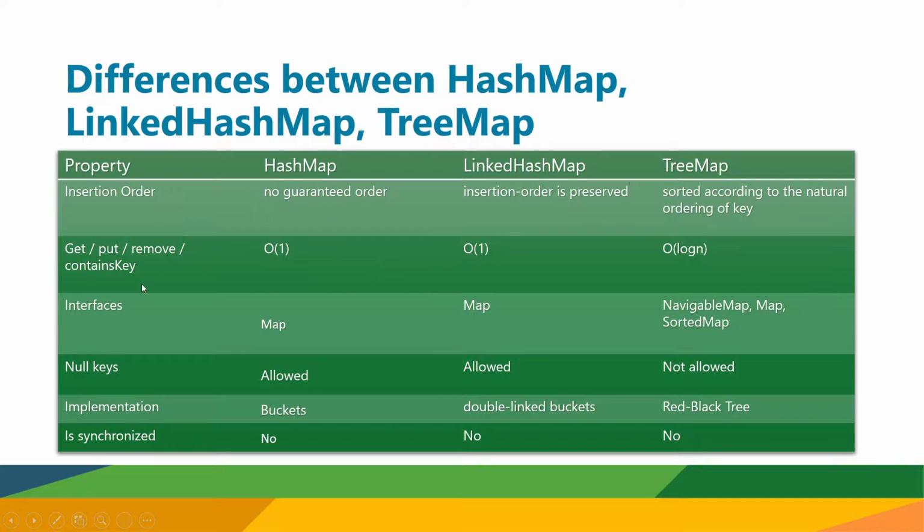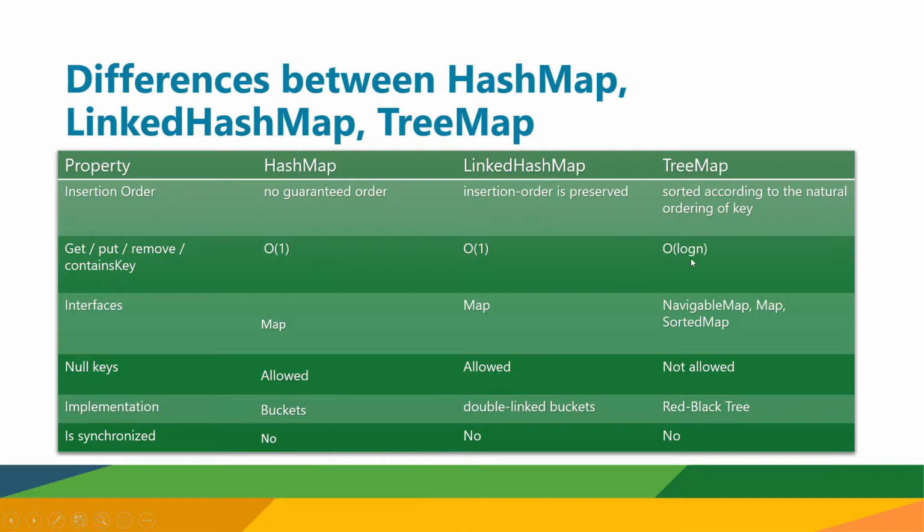And then we'll come to get, put, remove and containsKey, these operations. These operations in HashMap have time complexity order of 1, LinkedHashMap also order of 1, and TreeMap it's order of log n. Here order of 1 means all these operations take the same amount of time irrespective of the size of the map. So a map can contain 100 key values or 1000 key values, but these operations always take order of 1 time.